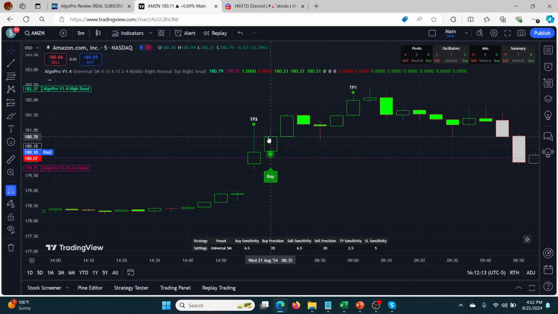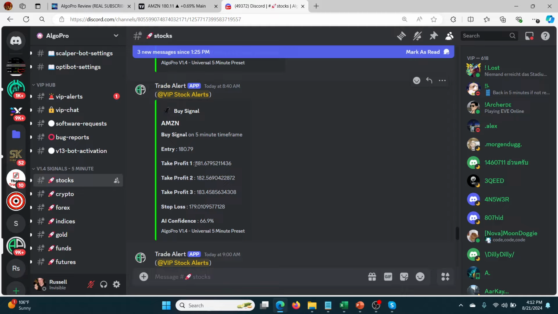And you can see it trended up all the way up to profit target one right here, which was at 182.19 roughly. And you can see the first profit target was 181.67. So it blew right through that and hit that nicely. Actually hit profit target two almost as well.